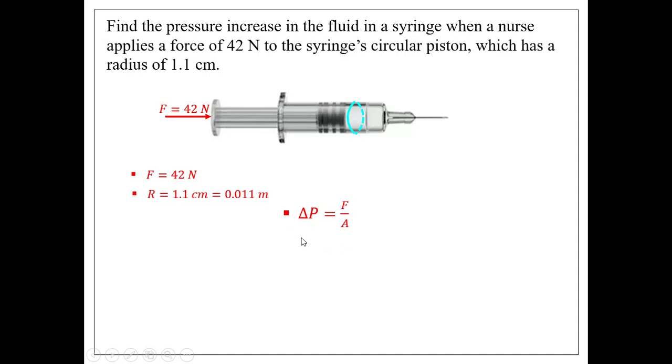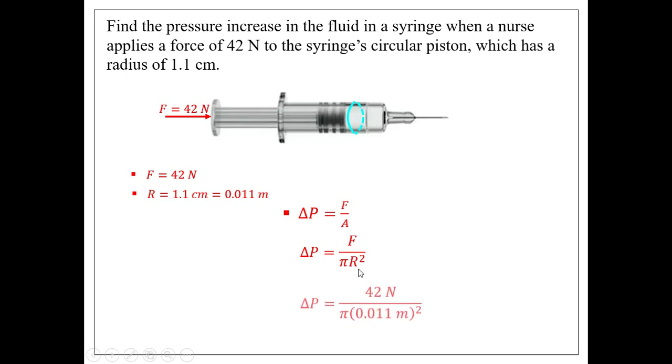So I'm not looking for pressure 1 or 2. I'm just looking for the change in pressure, because it says pressure increase, suggesting there's some sort of change. In my work I have delta P for pressure, so the change in pressure is going to equal the force being applied over a certain amount of cross-section area. The force is given as 42 newtons, but I can break up area into pi r squared. This is a circular shape, so the area of a circular cross-section is just pi r squared.